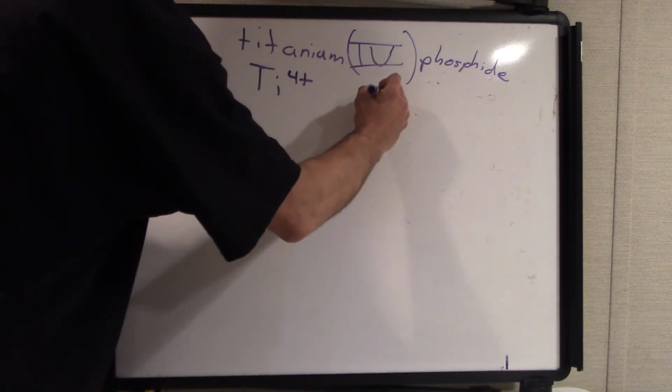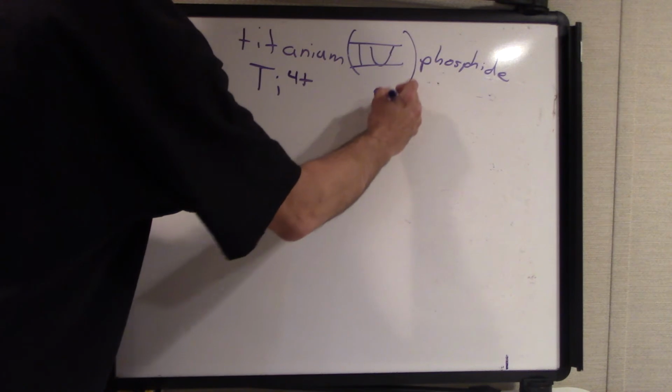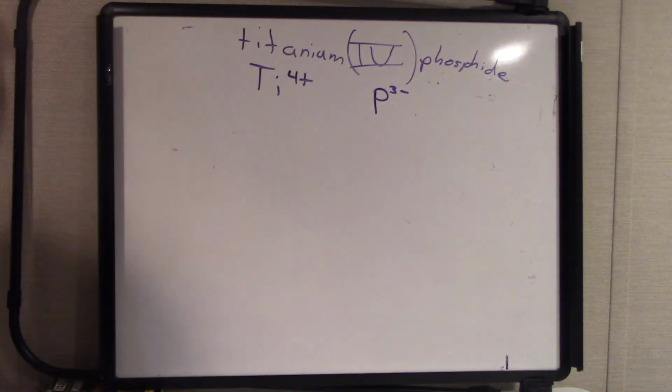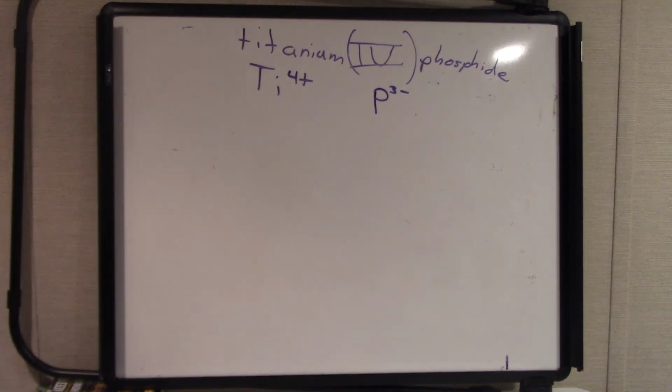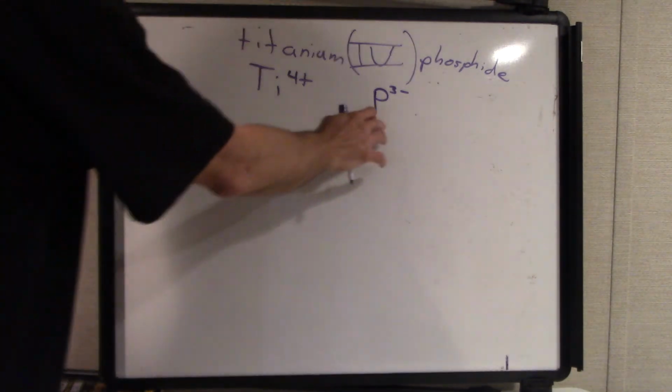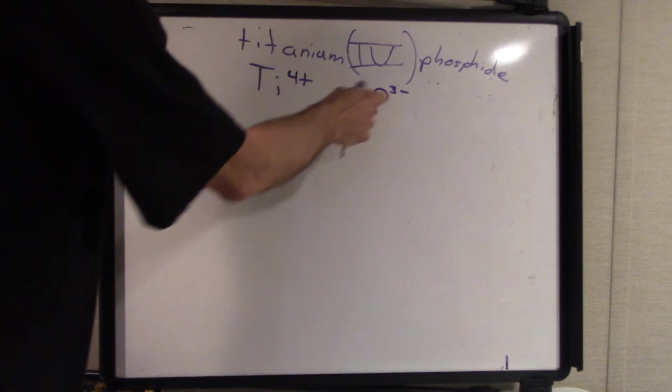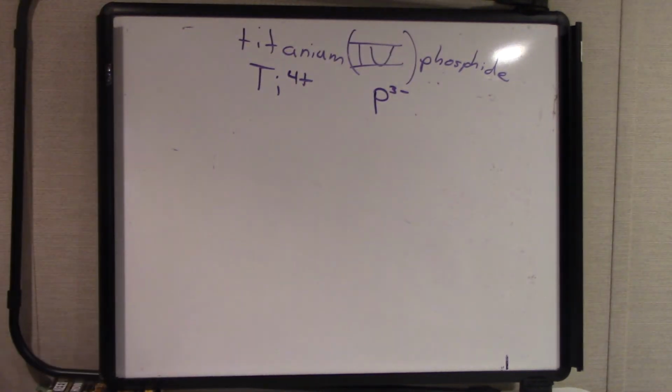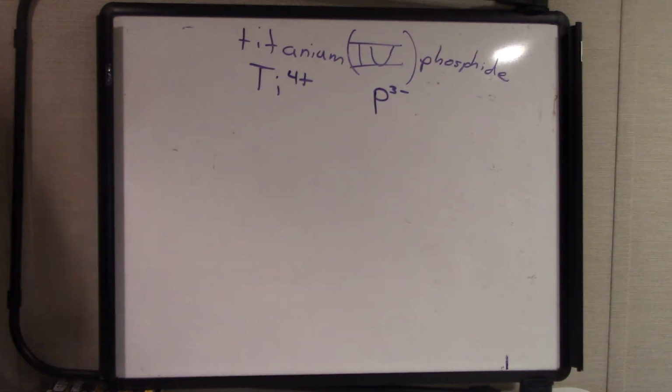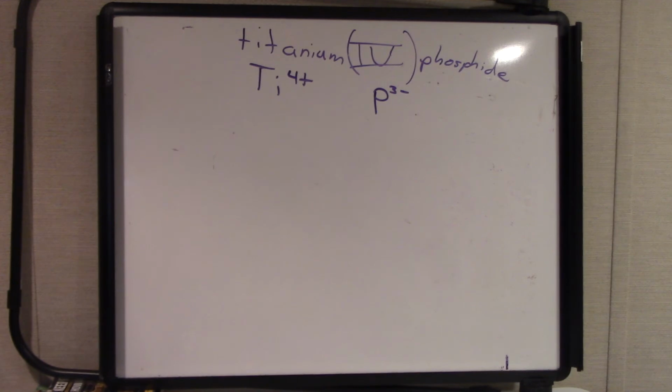Phosphide comes from group 5A. We said things in group 5A have a -3 charge. So here are the ions I'm dealing with: titanium +4, phosphide 3-. Well, I need to achieve charge balance. So again, you can do this through least common multiple or trial and error. I'm going to show it with trial and error just to show you, if you're not comfortable with least common multiple, that there's another way.